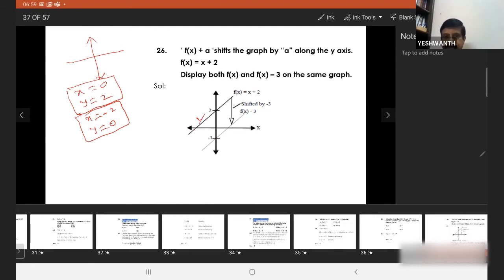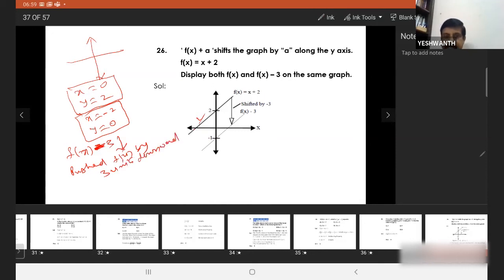Now we need to sketch the graph of f of x minus 3. It means we have pushed the equation f of x minus 3 by 3 units downward. Pushed f of x by 3 units downward.